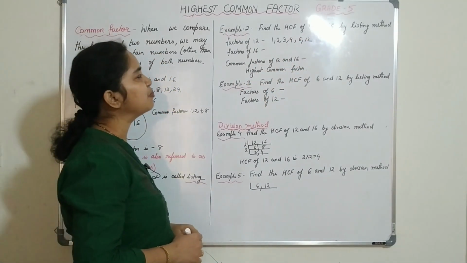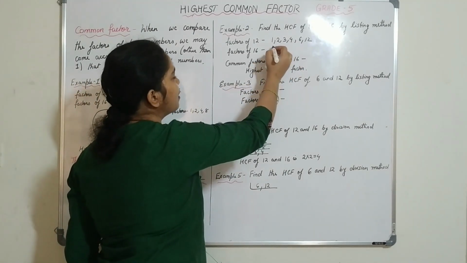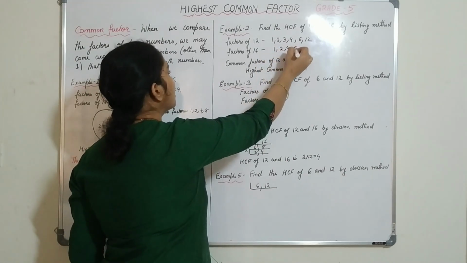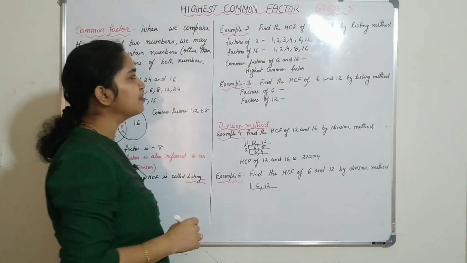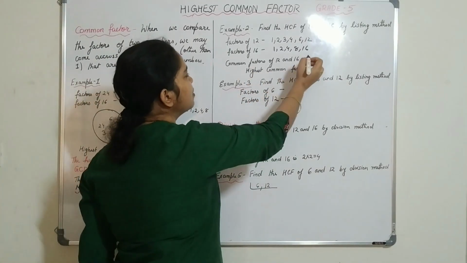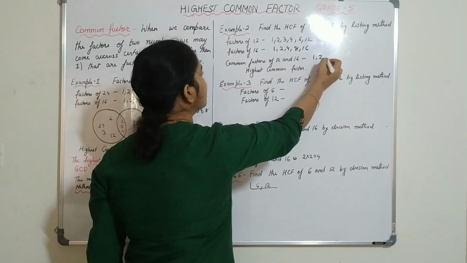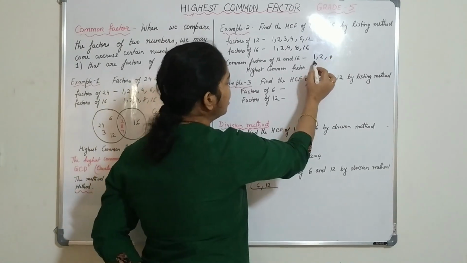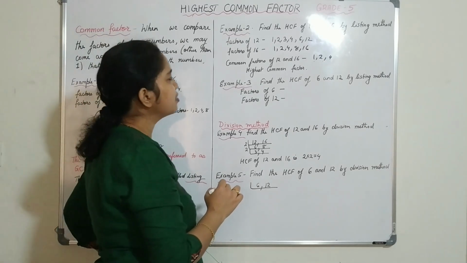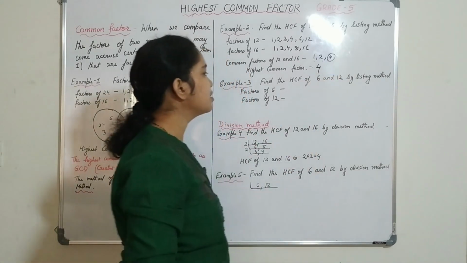The factors of 12 are 1, 2, 3, 4, 6 and 12, and the factors of 16 are 1, 2, 4, 8 and 16. So these are the factors of 12 and 16. And what is common between the factors of 12 and 16? It is 1, 2, 4. 1, 2, 4 are common between the two numbers, 12 and 16. So the highest common factor is 4. 4 is the highest of all, and so 4 is the highest common factor.